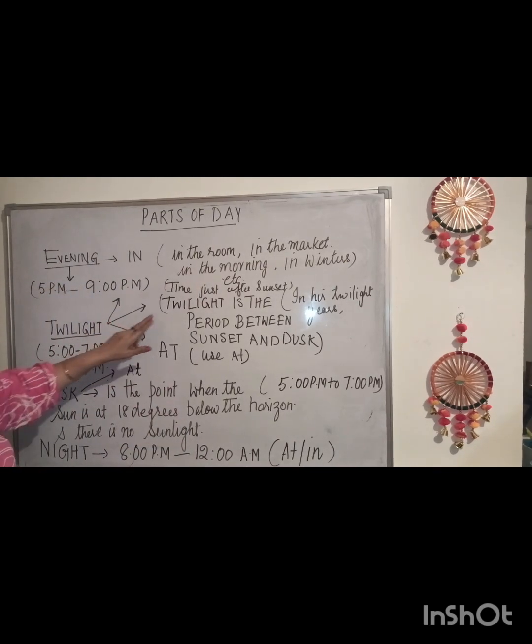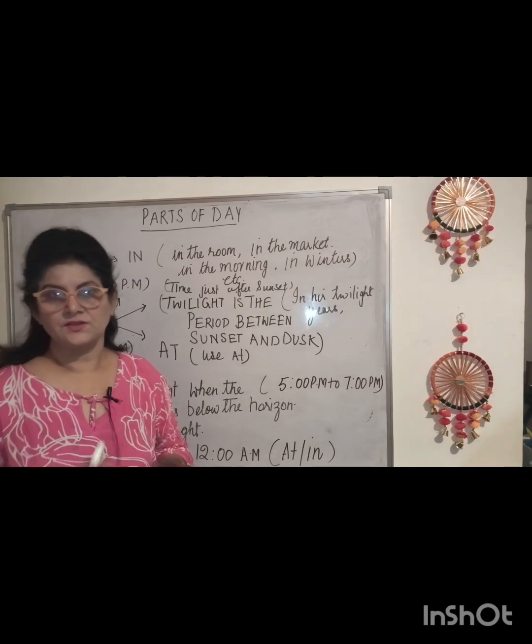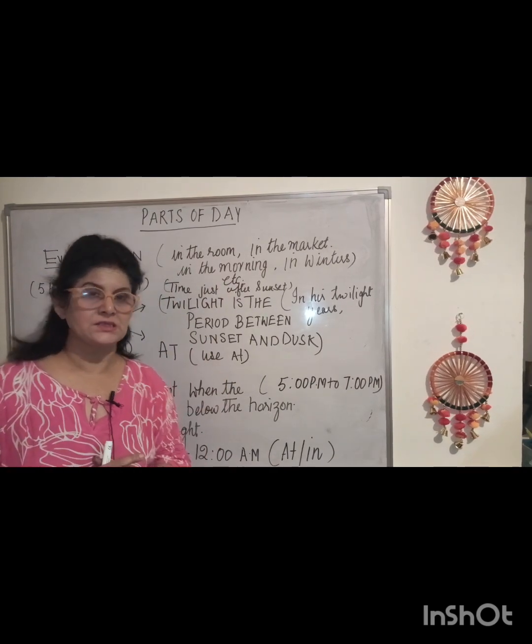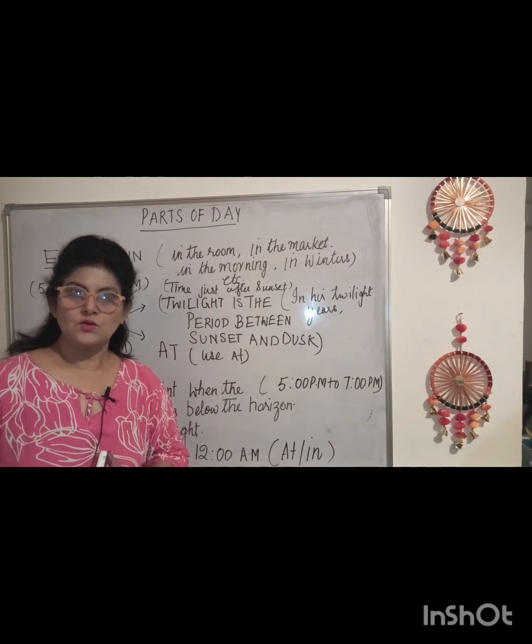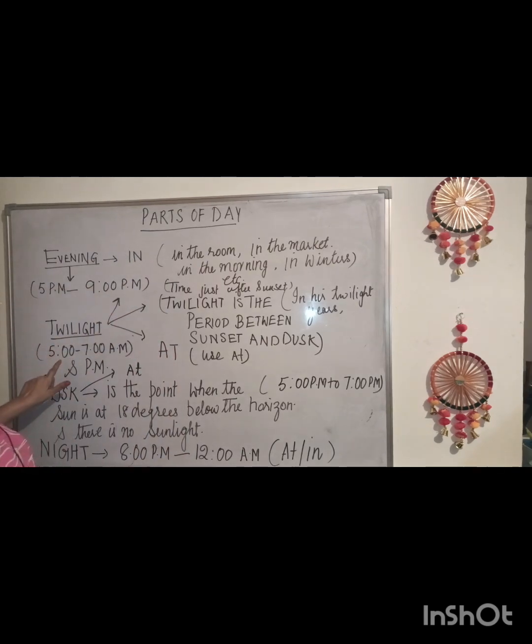Now twilight is the time just after the sunset, when there are no rays. Twilight is the period between sunset and dusk. Right? So I hope you have understood it. What is the time period here? 5 to 7, we can write down 5 a.m. to 7 a.m. in the morning and p.m. in the evening. I hope you have understood this. 5 to 7 a.m. and p.m. as well. Right? So which preposition you are going to use there? At. Use at with twilight.